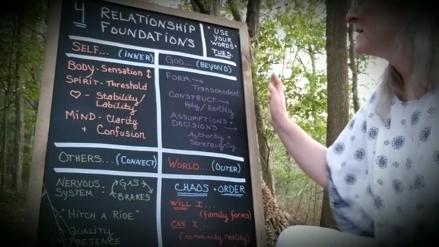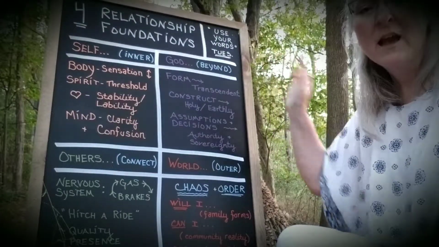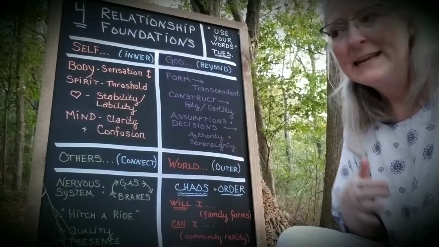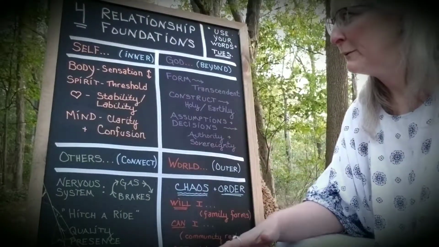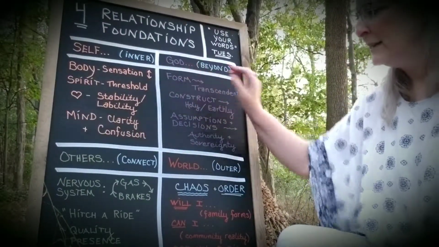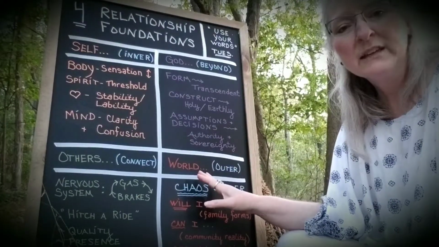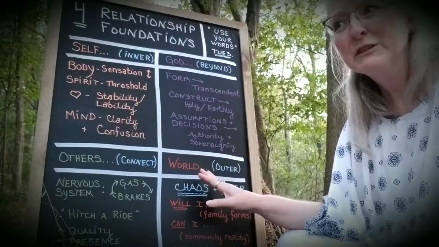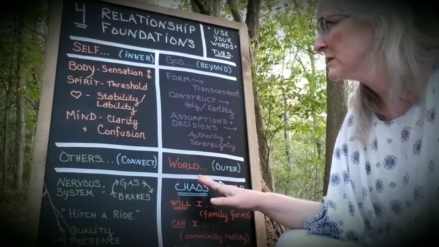If we begin to look at the four relationship foundations on which an attachment pattern is based, we can think of them in basically four different categories: the way we relate to ourselves, the way we relate to God, the way we relate to other people, and the way we relate to the world at large. Not necessarily people in the world, but the world and its resources, the landscape of the world.